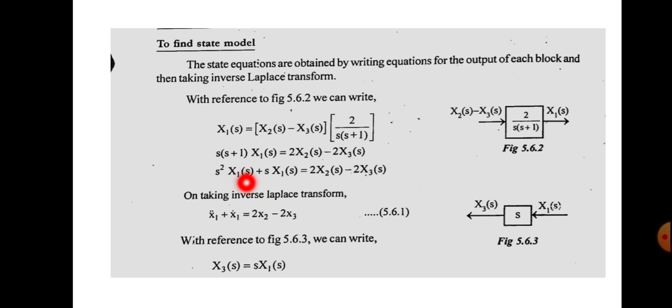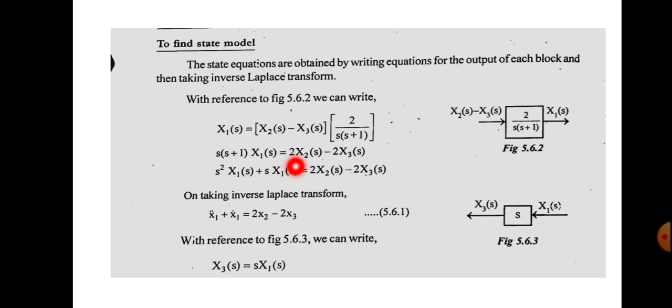So s square into x1 of s constitute, you know that d by dt of x is equal to x by s, that is its Laplace transform. So here it is given that s square into x1 of s, that means it is a second derivative. Inverse Laplace transform will be second derivative of x1 of s. So that you can write it as x1 double dot.